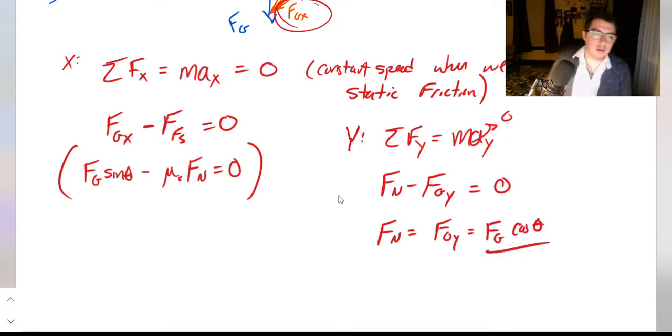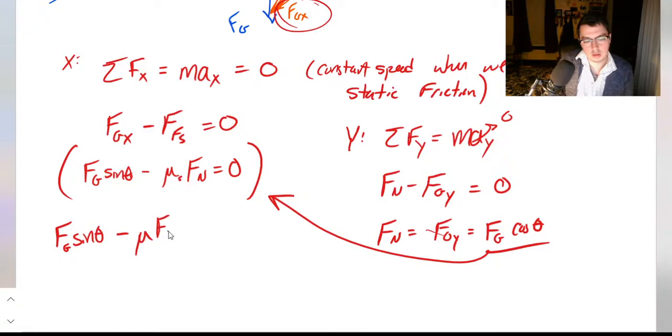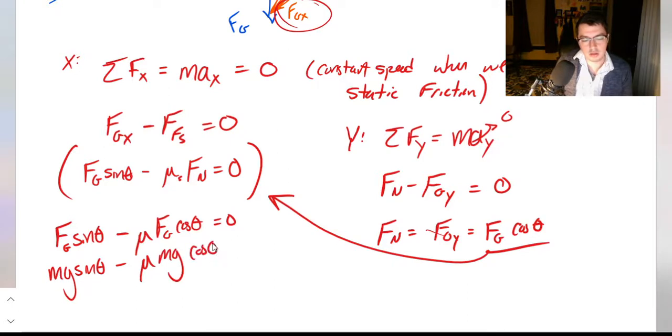So now I can substitute this in over here. I get F_g sine of theta minus mu times F_g cosine theta equals 0. Mg, just a reminder of what F sub g is. Force of gravity is equal to mg. But just to be clear on the algebra, let's do the following.